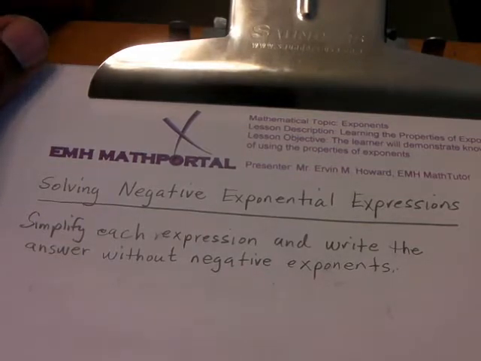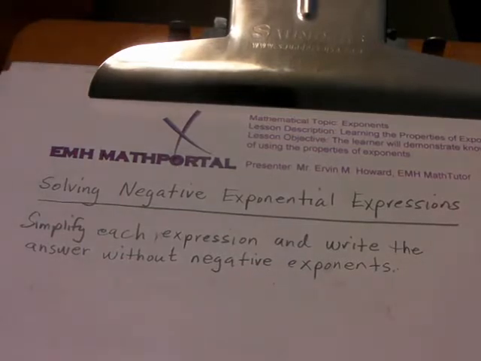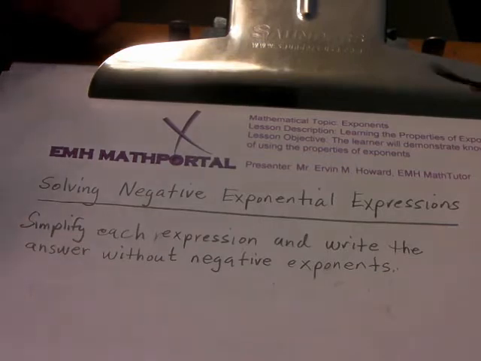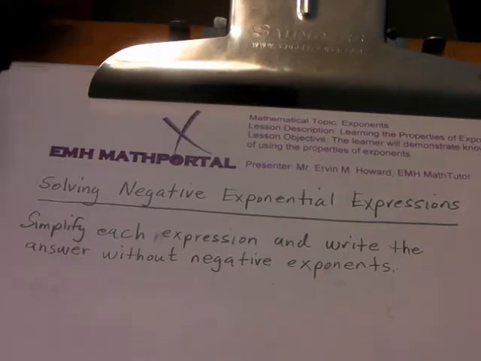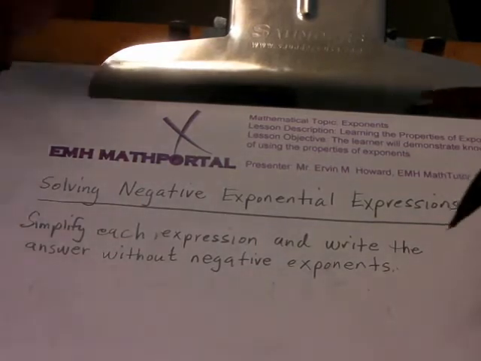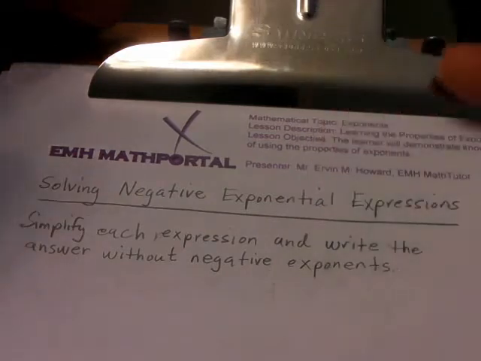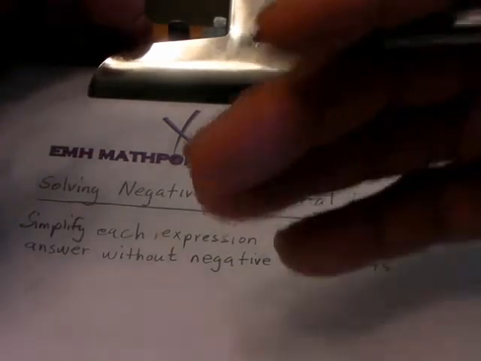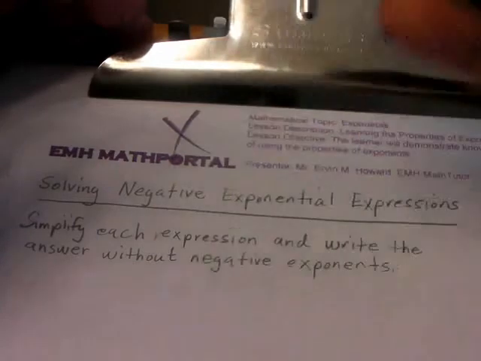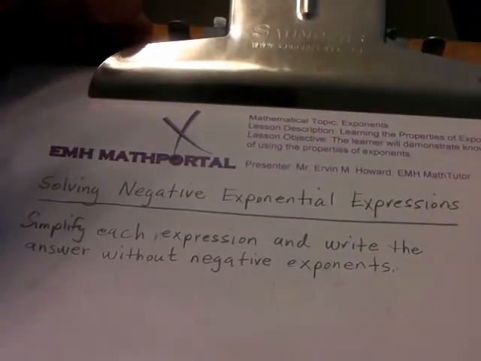From our last video, we talked about negative exponents, and I want to continue our discussion, but we're going to solve negative exponential expressions. To solve a negative exponential expression is to simplify each expression and write the answer without negative exponents. From our last video, you recognize that when you see a base that has a raised negative integer exponent, there's a certain procedure we have to follow using the formula of the negative exponent rule.